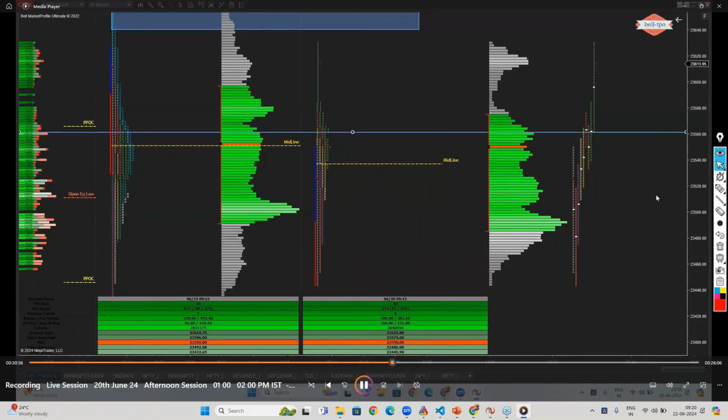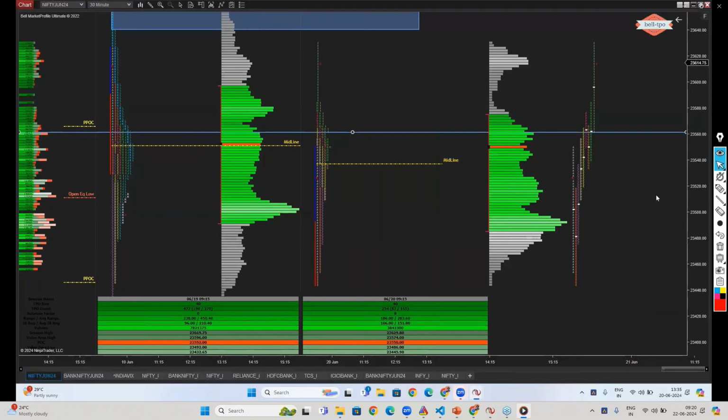Price still trades outside the value area. That means longs have to be careful, because many times longs will be tricked around these levels.